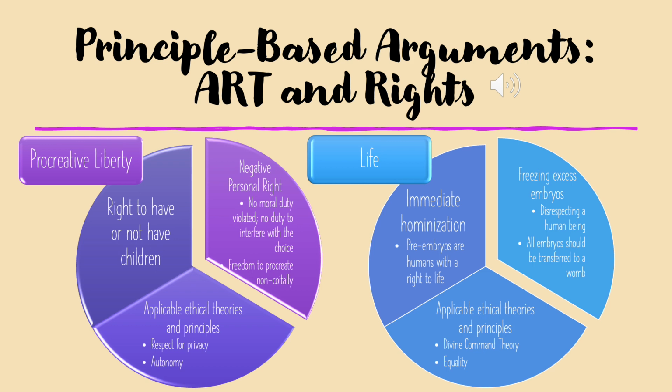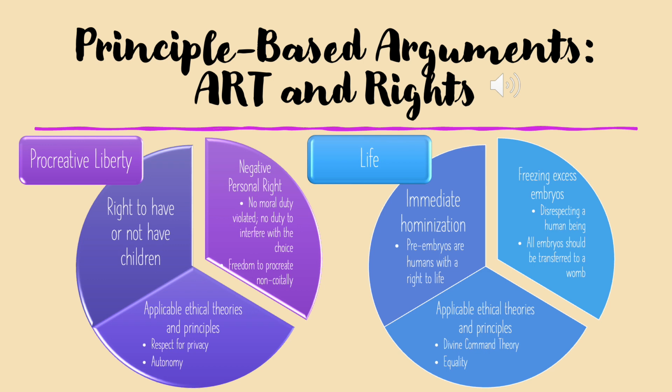Perhaps the most powerful principle-based arguments in the ART debate are those that appeal to rights. Those who are proponents or accepting of ART support the right to procreative liberty. In other words, these individuals say that all humans have a right to choose to have or not to have children. This right to have or not have children is a negative personal right.